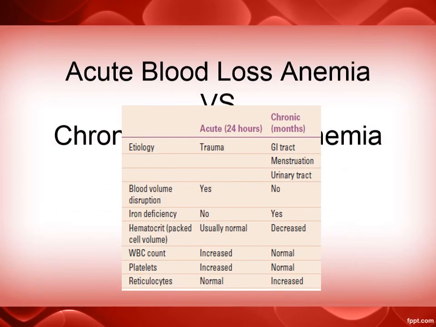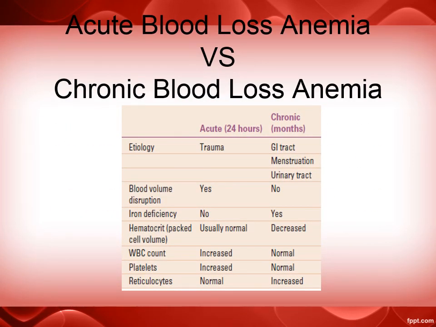So let's see the differences between the acute and chronic blood loss. Let's now focus on the chronic blood loss. The etiology is the GI tract, menstruation, and urinary tract. There is no blood volume disruption. There is an iron deficiency, a decreased hematocrit, normal platelet and WBC count, and there are increased reticulocytes.